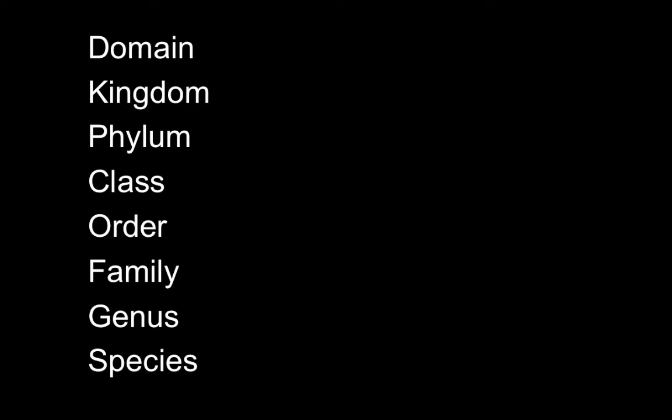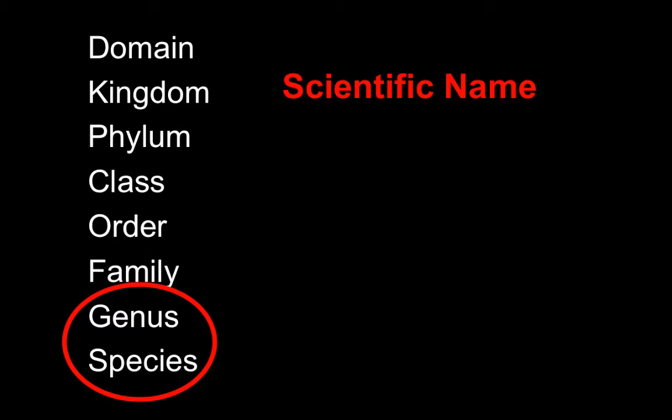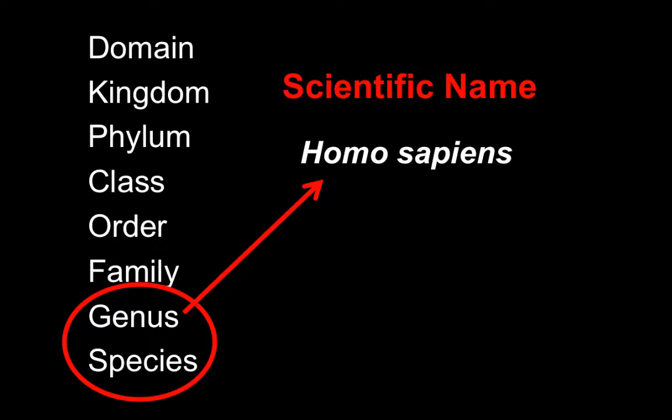Now, when we look at this, the two that are the most important for you to understand are genus and species, because this is what makes up the scientific name of an organism. So for example, the scientific name of humans is Homo sapiens. Homo is the genus, and sapiens is the species. Notice it's in italics. The genus name is capitalized and the species is not.